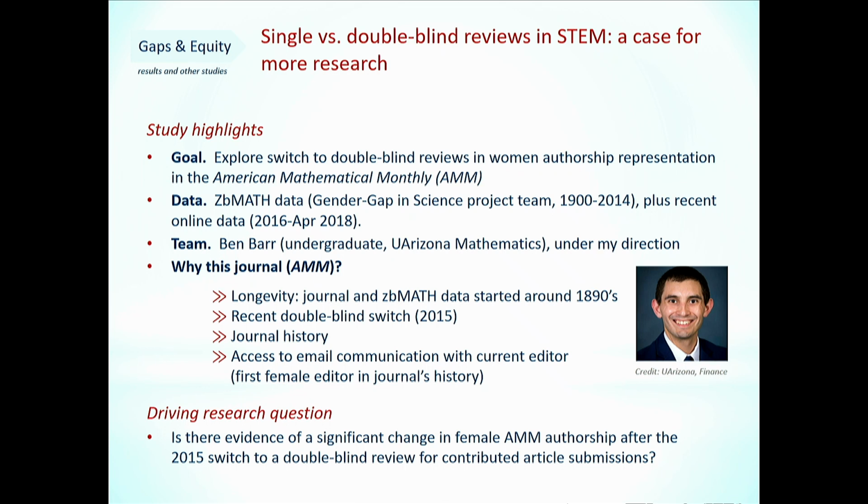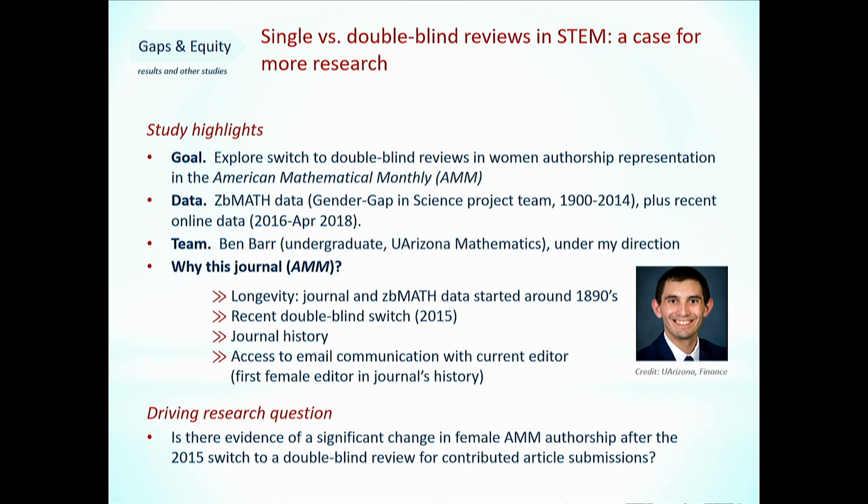So the driving question was, is there evidence of a significant change in female AMM authorship, that's the name of the journal, after the 2015 switch to double-blind reviews for contributed article submissions? Is it clear to everybody what double-blind means? Okay, so let me explain that. Please do interrupt me and ask questions. I try to explain, but we never do that enough.